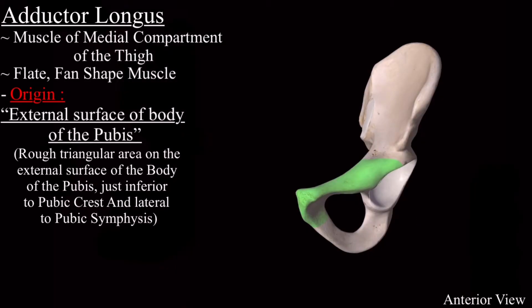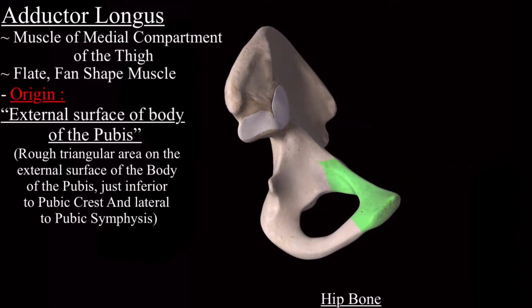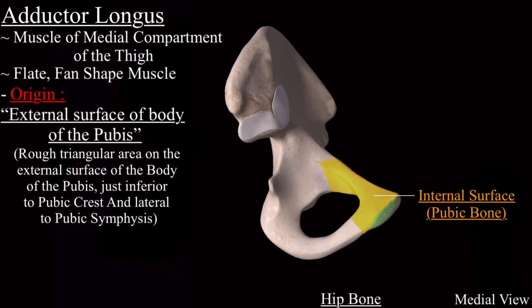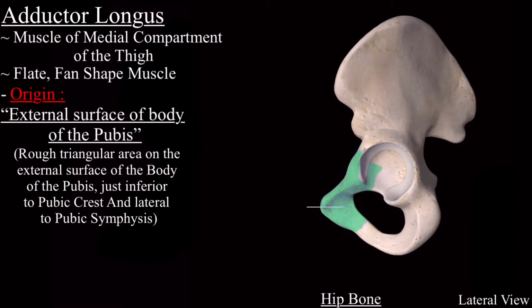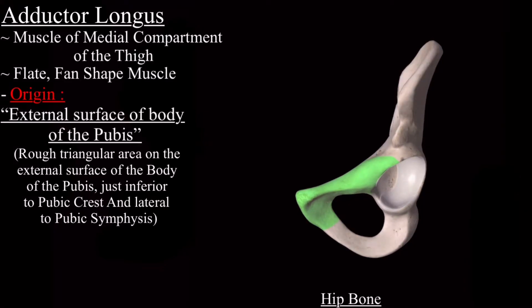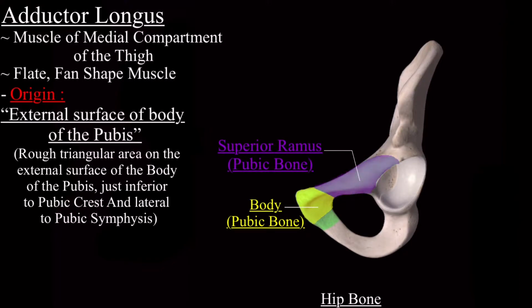This is an isolated hip bone with the interior view. The highlighted green is the pubic part. The pubic part has two surfaces: the internal surface and the external surface. Further, we divide the pubic bone into three parts: the body, the superior ramus, and the inferior ramus.